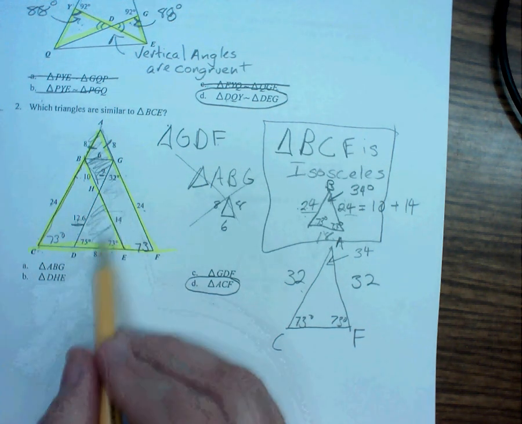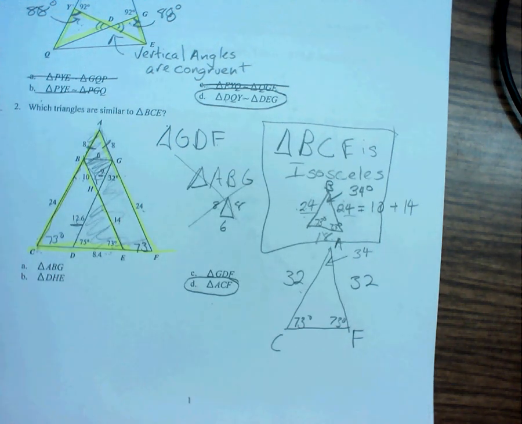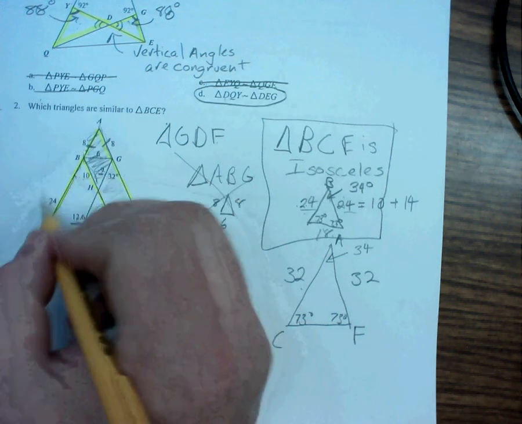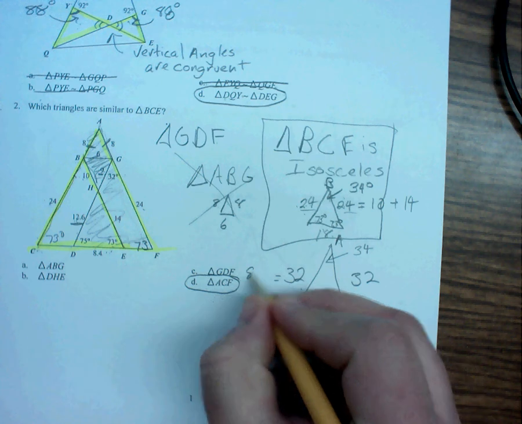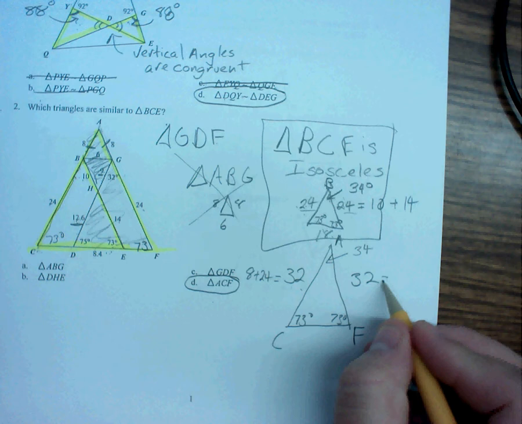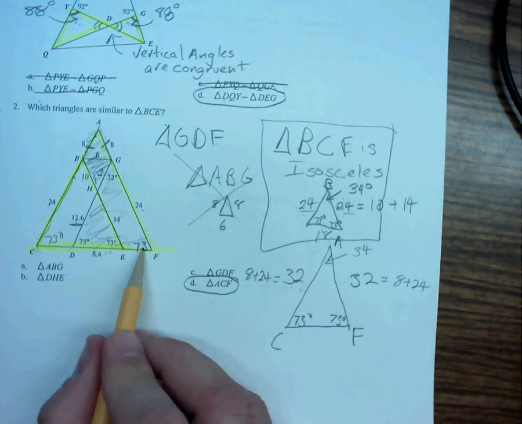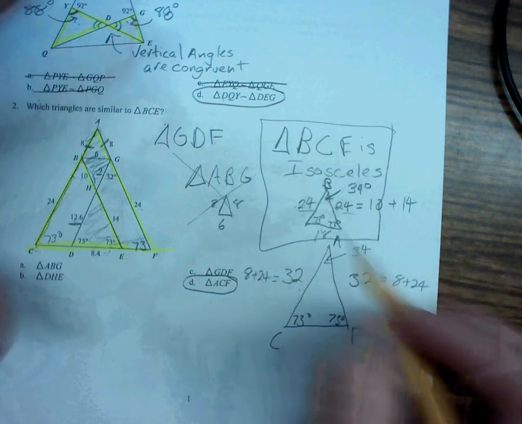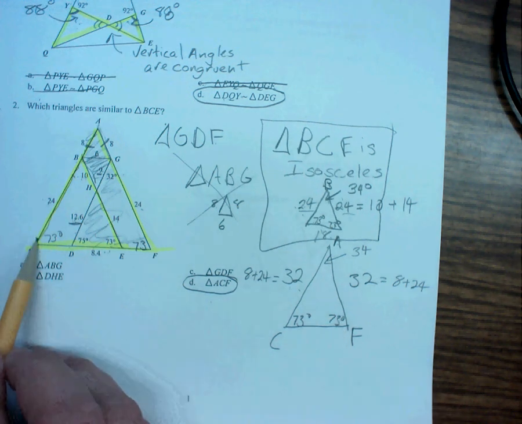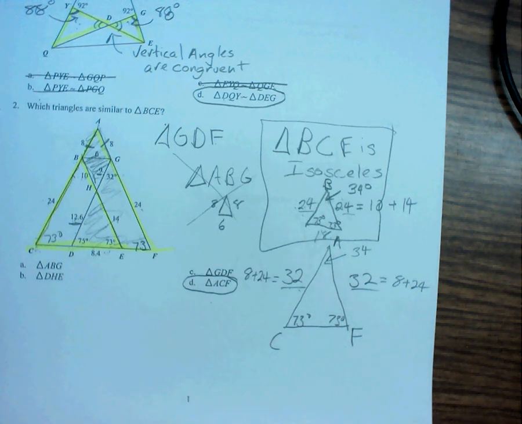So what's left? The only thing that's left is this great big triangle. And I said, well, let's see what I can figure out about that great big triangle. Well, if I add 8 plus 24, that equals 32. Now, on the other side, I could say 8 plus 24, that equals 32. I've calculated in a previous step that this angle F was 73. And I know that angle C is 73 just based on the fact that it's an isosceles triangle.